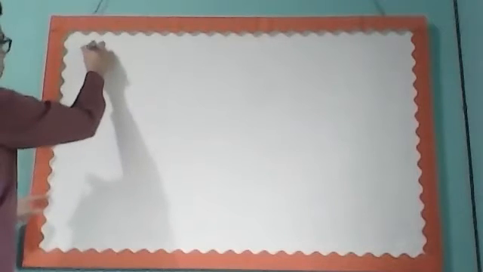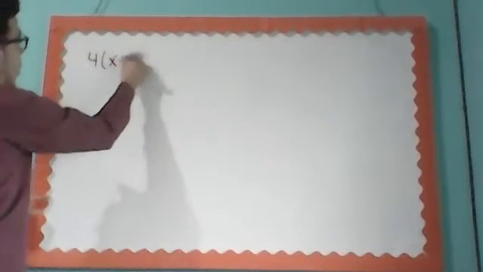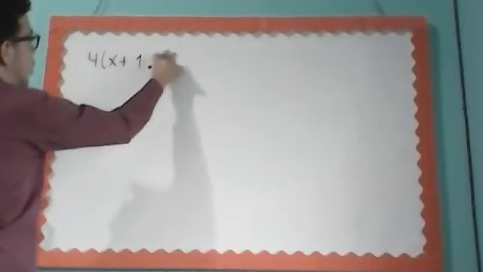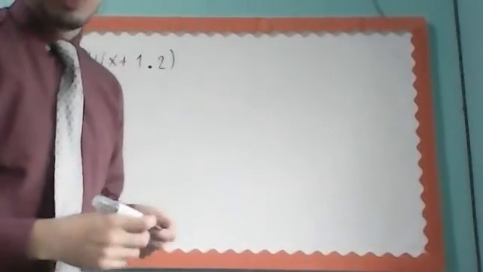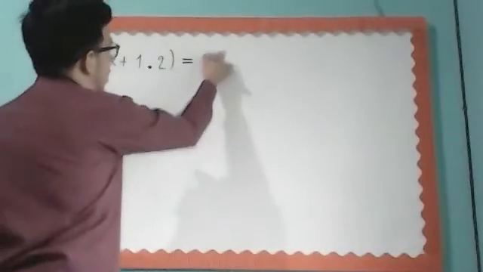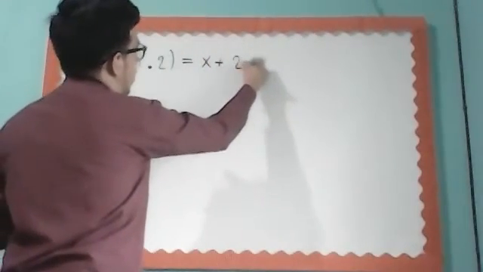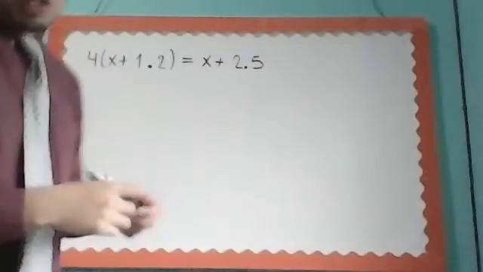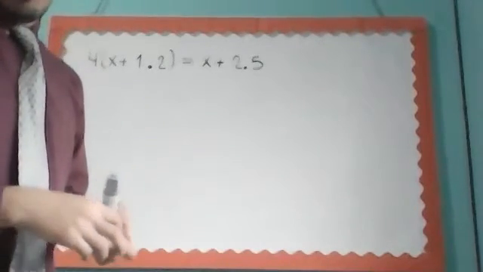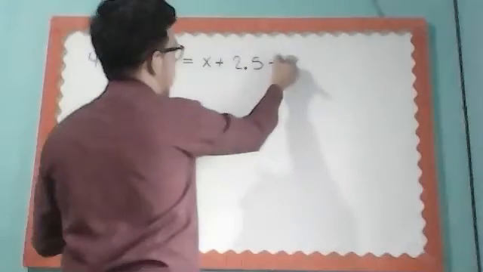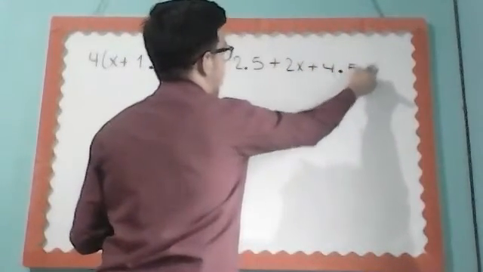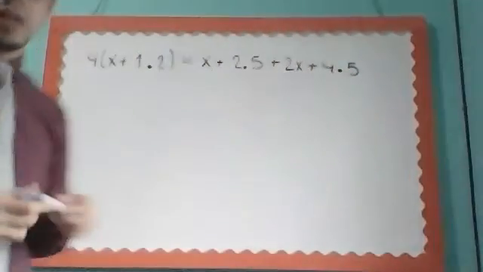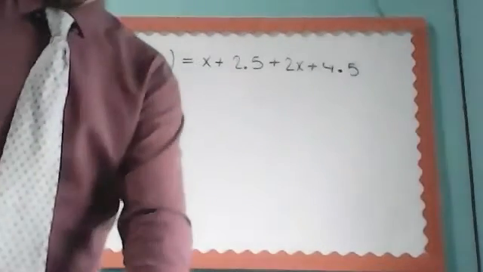It's 4 times x plus 1.2 equals x plus 2.5 plus 2x plus 4.5. Okay.